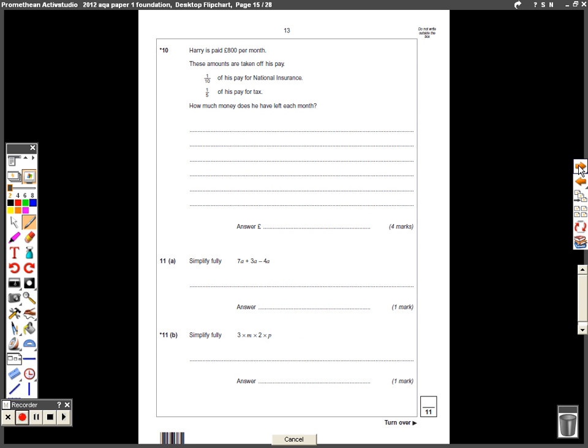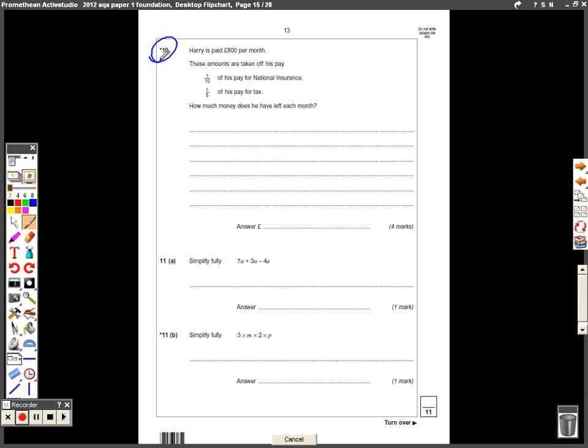Question 10. You can see that question 10 has a star by it, so they're testing our quality of written communication. This means that we need to make doubly sure we write down all our work and we put some words down to explain what we're doing. Okay, let's read the question and see if it makes sense.